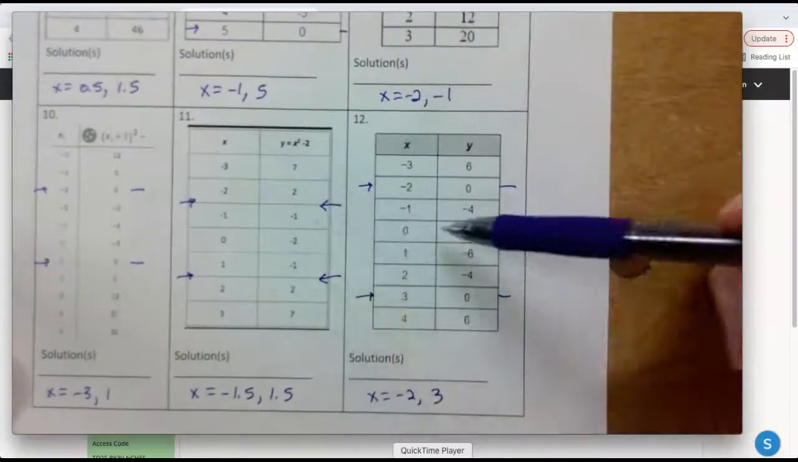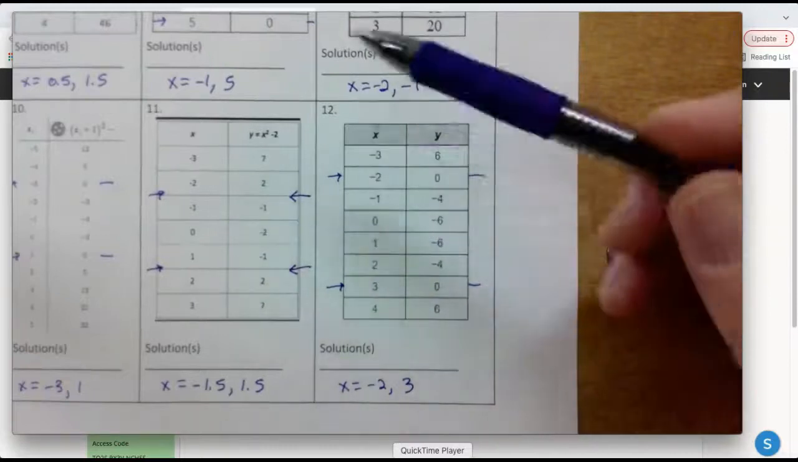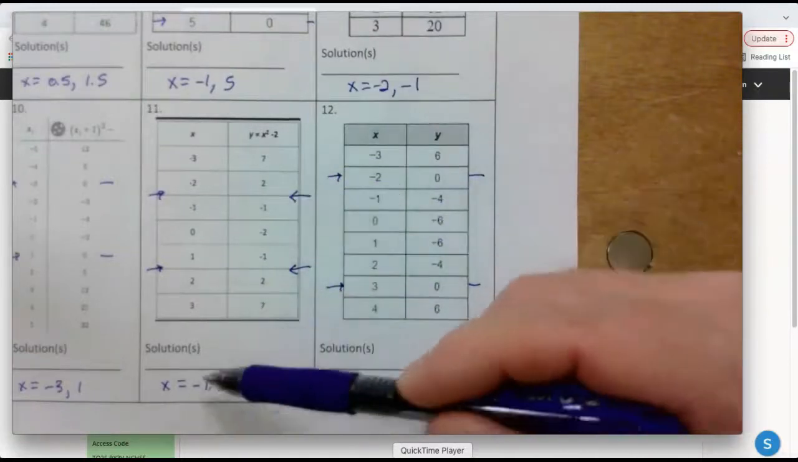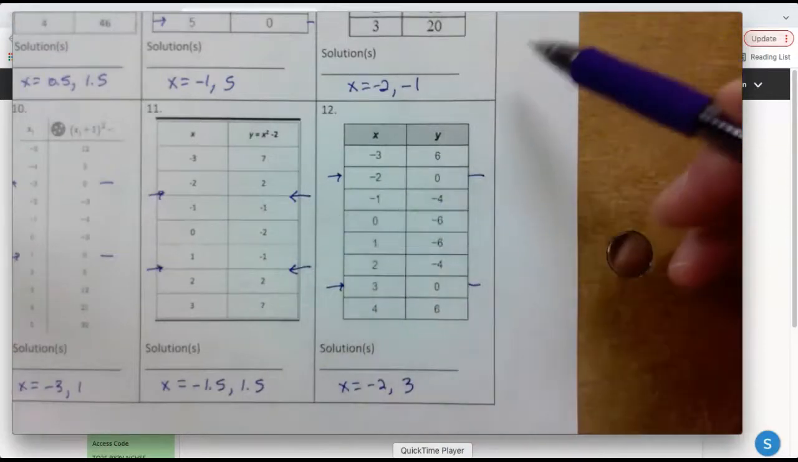I think these last two are repeats from problems you already had. I should have taken them out. This one again is negative 1.5 and 1.5, and this one is negative 2 and 3. Those are two we already had them earlier.